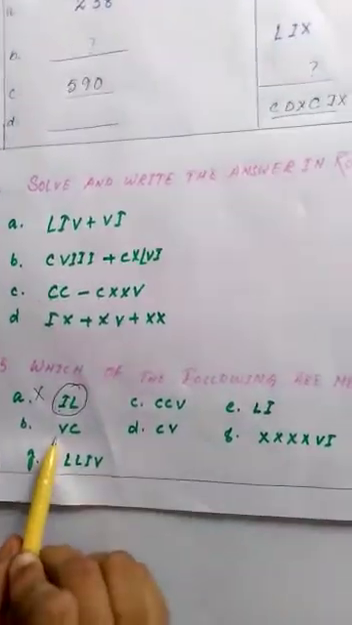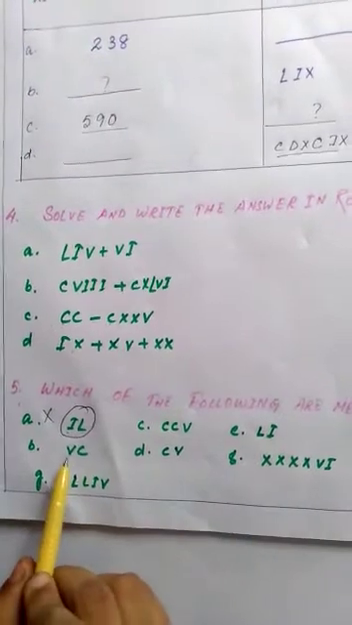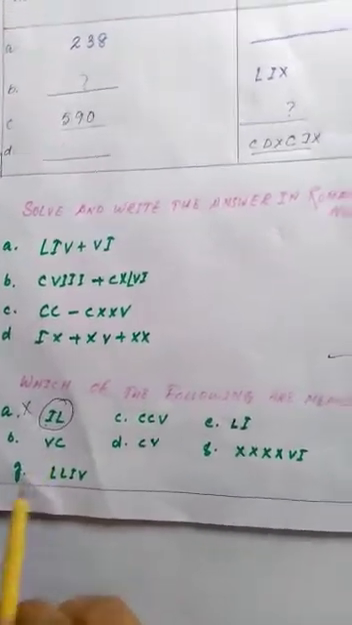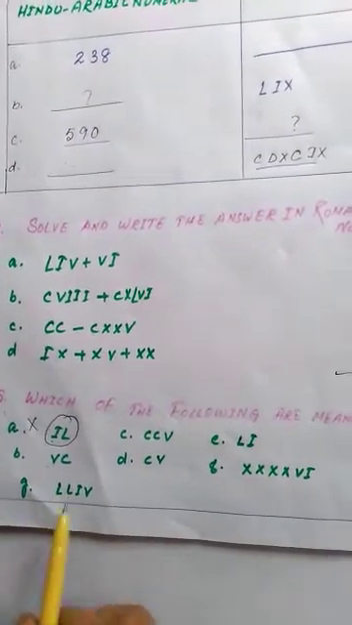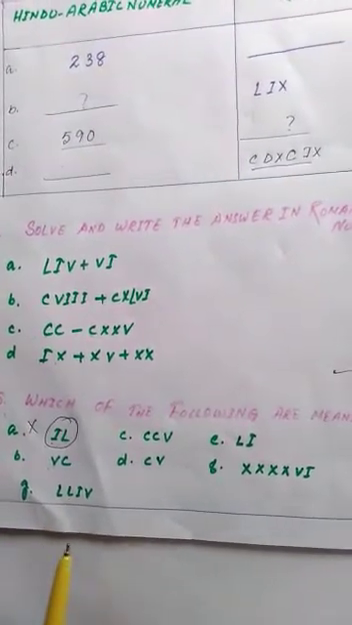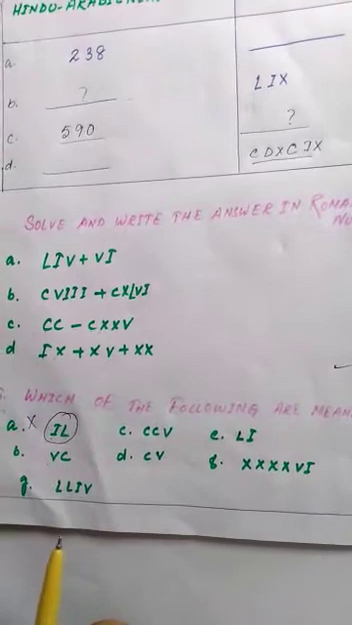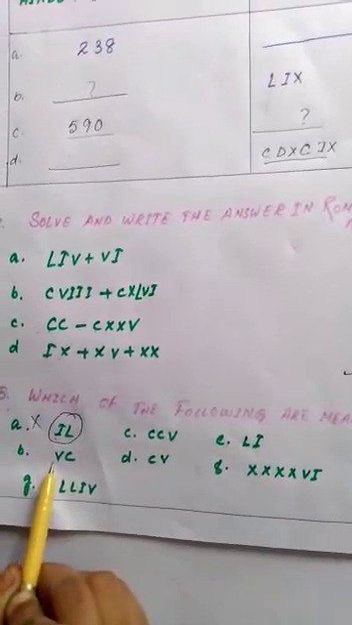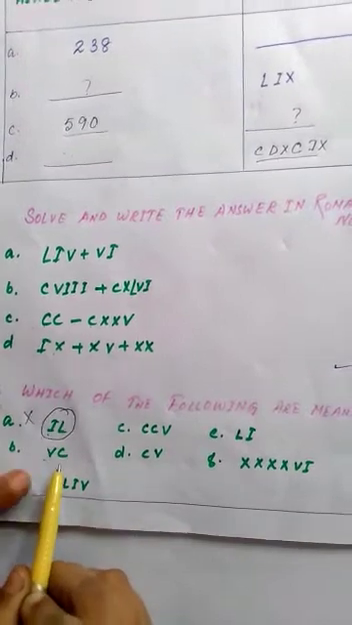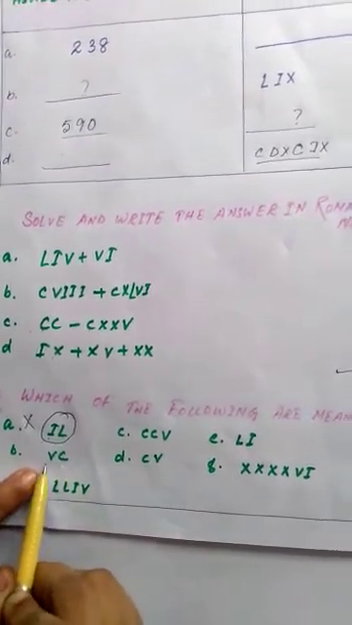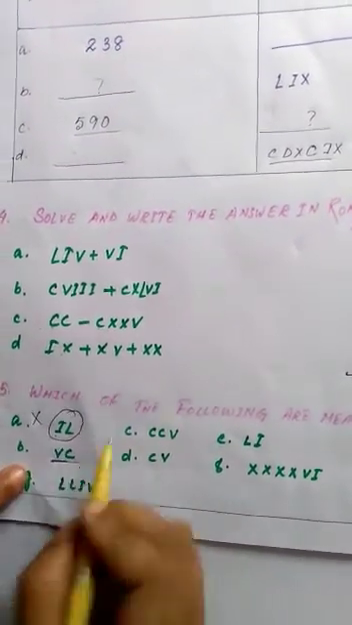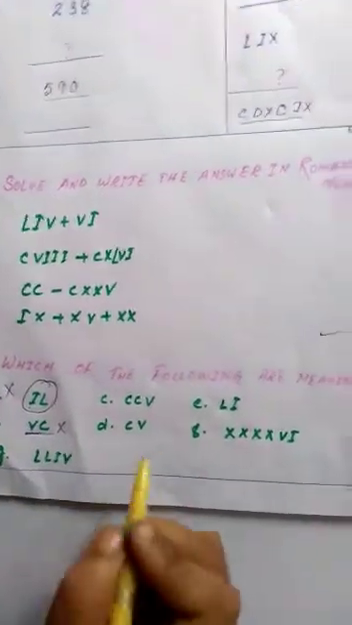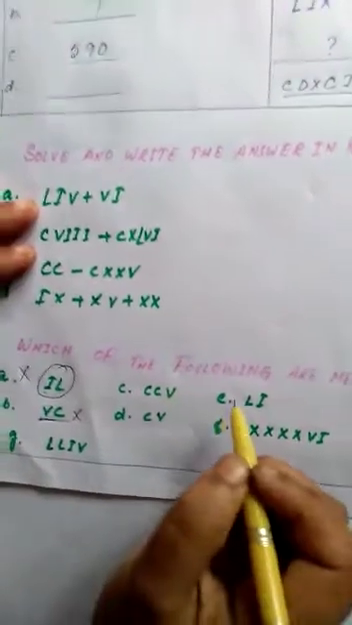See, B is VC. V, L and D can never be subtracted according to rule number 3 which I have given to you, and it's in your book also. So V is never subtracted. From 100 we cannot subtract 5, so it is also meaningless. Like this you have to see which is meaningless and which is the correct one.